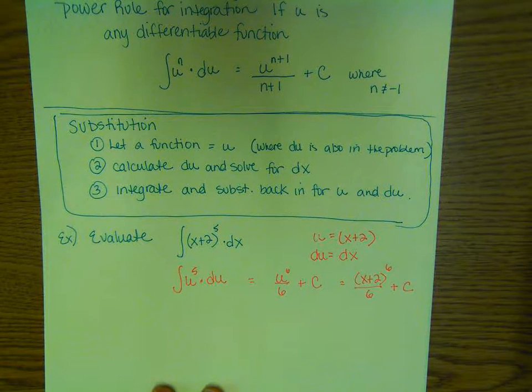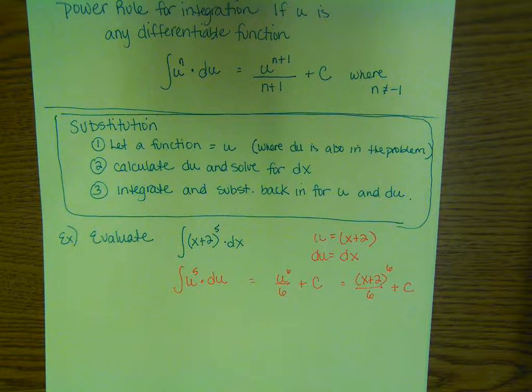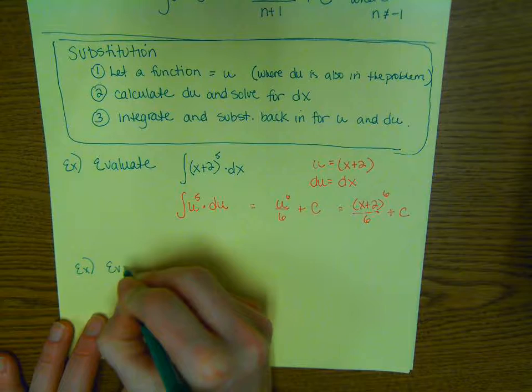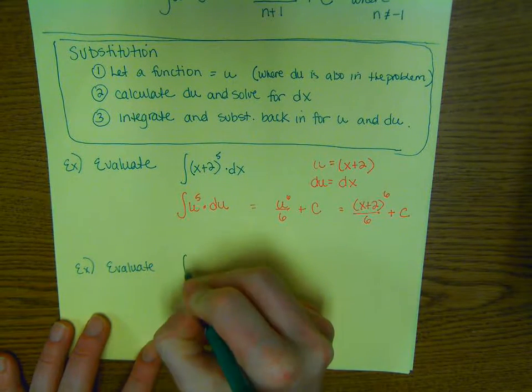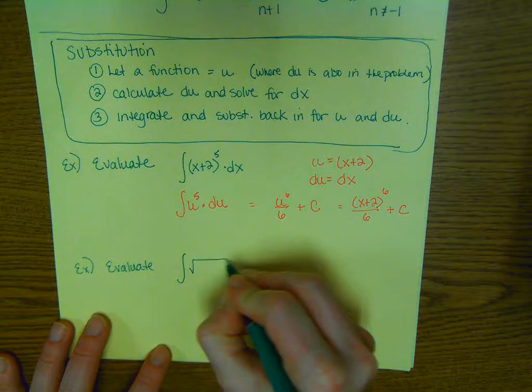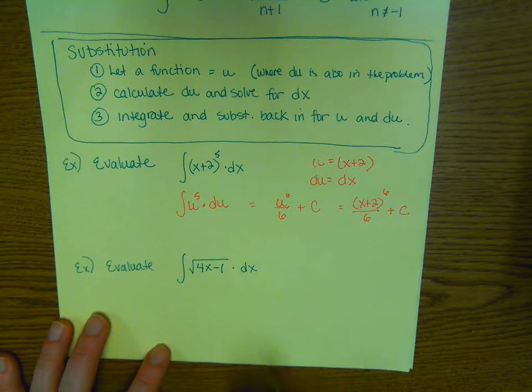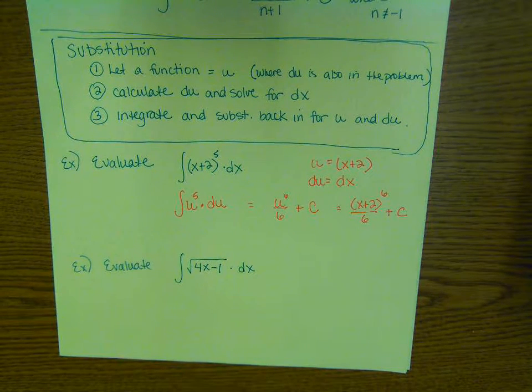Let's pick another one that's really a power function. We're going to evaluate the integral of the square root of 4x minus 1 dx. Okay. And the square root of 4x minus 1 is really a what power? It's really a power function, right? It's the 1/2 power. Okay, so maybe you're getting it. What do you think I should let u equal then? 4x minus 1. Very nice.